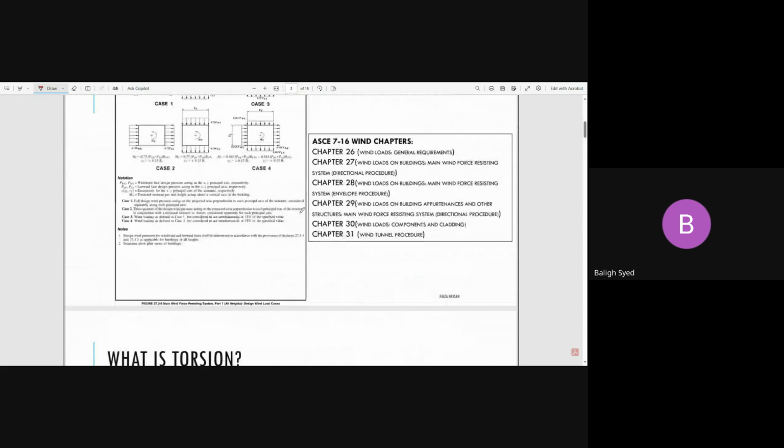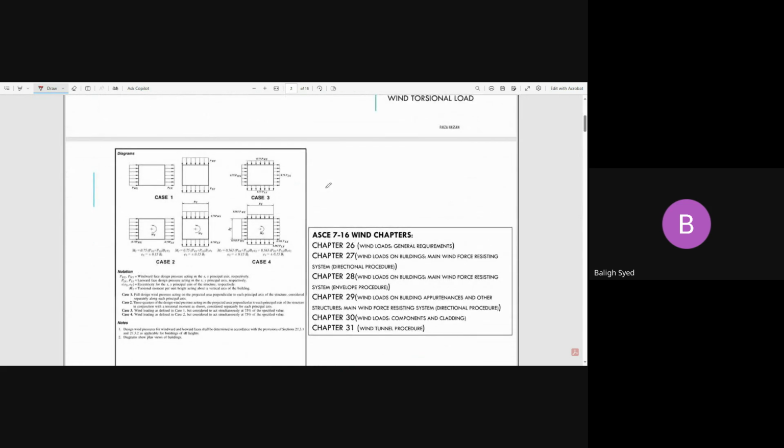ASCE 7-02 has this, but it was not that applicable at that time. But ASCE 7-05, when it came, it came very strong. You have to include the torsional loading. And remember that torsional loading, technically speaking, is more applicable for the rigid diaphragm, which we discussed before. Flexible diaphragm, rigid diaphragm, right?